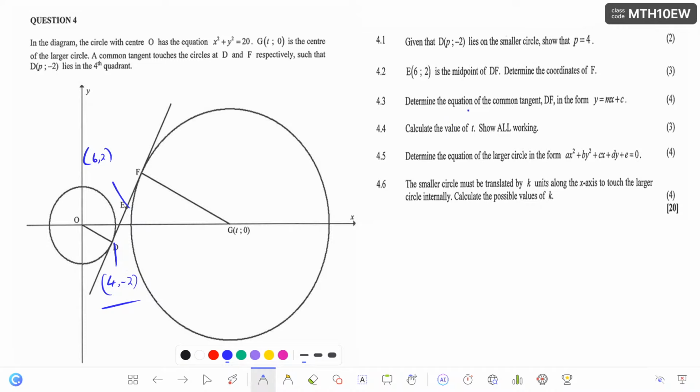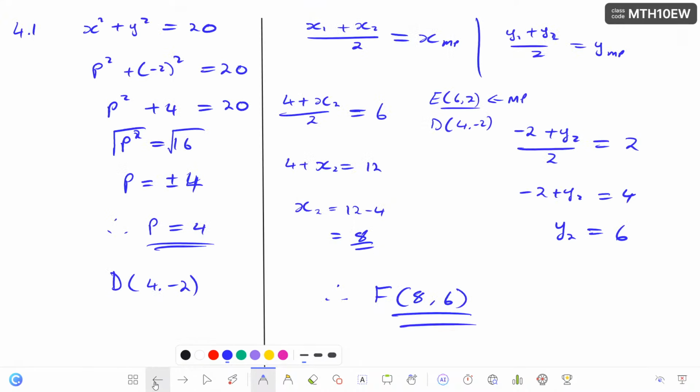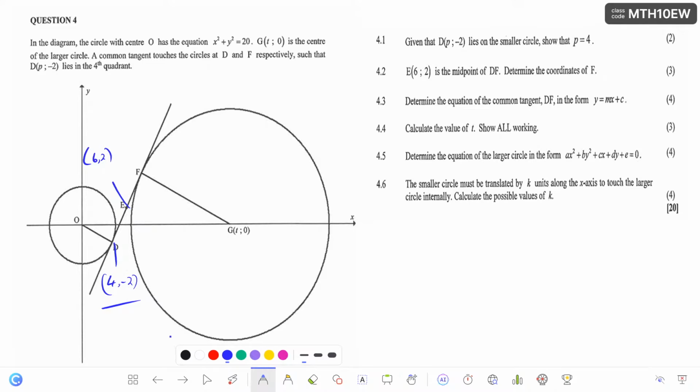Okay, now they say what? Determine 4.8, determine the equation of the common tangent DF in the form of y is equal to mx plus c. So, okay, now we have this coordinate DF. But guys, don't use F even if you're confident of the value you calculated, and you find it to be 8 and 6. Don't use that point. Why? Because you're going to mess up. What if that point is wrong? What if that point is wrong?